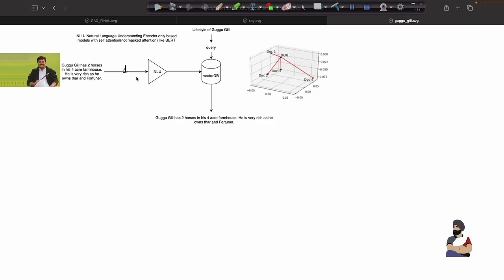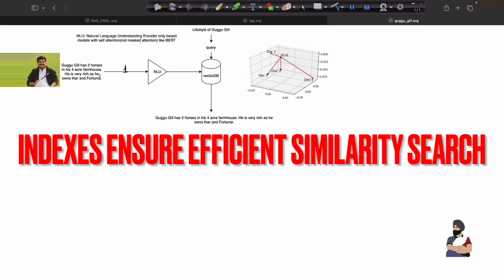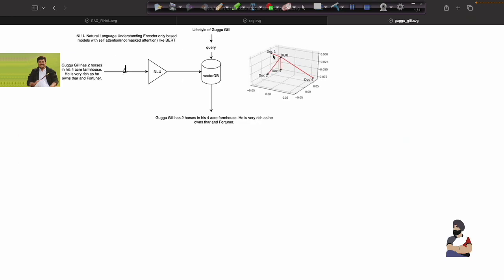Whenever I send this sentence into a natural language understanding model, which is an encoder based model based on self attention, it will embed this text into a vector embedding. That vector embedding is dumped into the vector database, and the indexes are also created for the particular document. So this document has a particular embedding like this. Also these points in the vector space, these documents, are indexed. So indexes are also given.